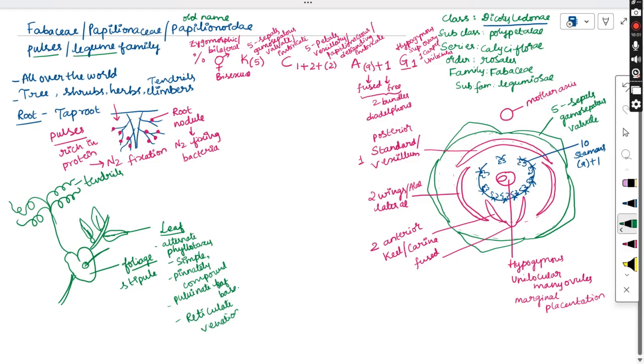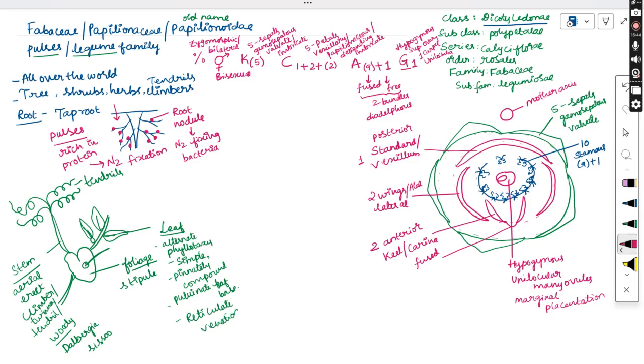And coming to the stem characters, whatever the stem part of this Fabaceae, it is aerial and straight or erect, will be showing the climber or twiner or tendril. Sometimes it is woody also. So the wood can be seen in a plant called Dalbergia sissoo. In that plant, the stem is woody. Dalbergia sissoo is a plant. In that you can find the woody stem or maybe in a habit of climber, twiner or tendril.